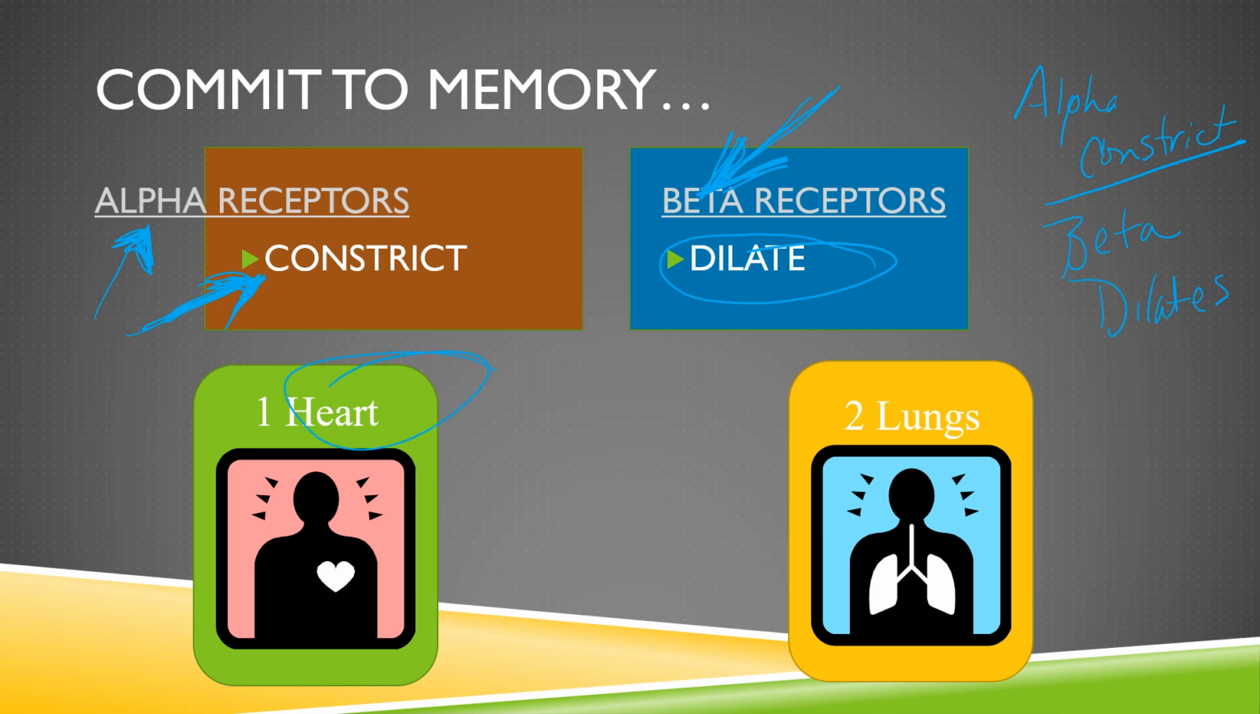Now I want you to ask yourself a simple question. How many hearts do we have? The answer is 1. Okay, so we have the number 1. And then how many lungs do we have? We have 2 lungs. So let's see how this relates.